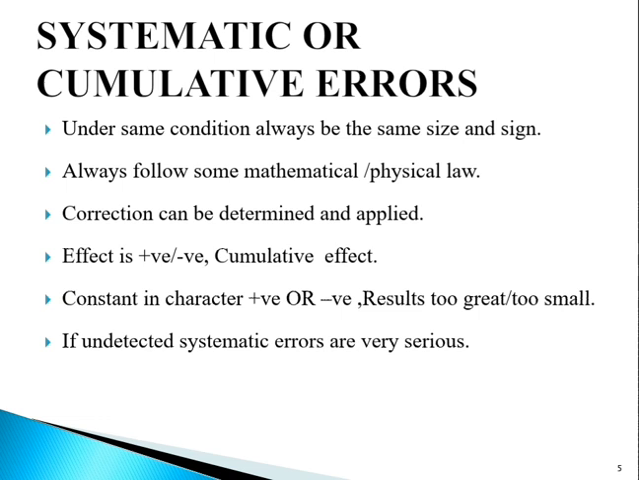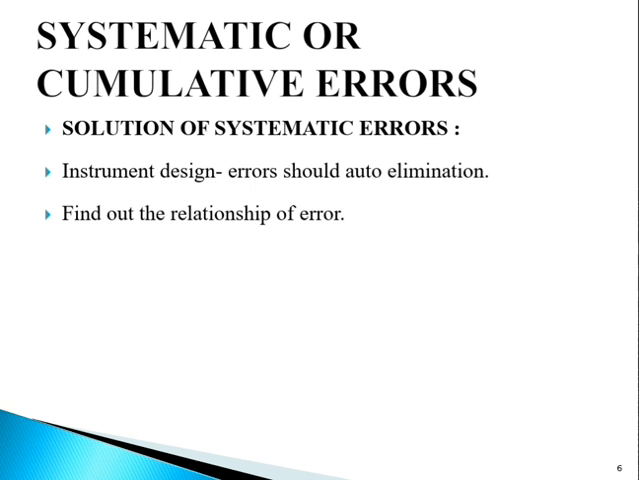Examples of systematic errors are the error due to sag of a tape supported at its ends, wrong length of a chain, atmospheric refraction, etc. So if we talk about the solution of systematic errors, they are very serious, so they must be detected. To eliminate these errors, all the surveying instruments should be so designed and used that as far as possible, systematic errors are automatically eliminated.